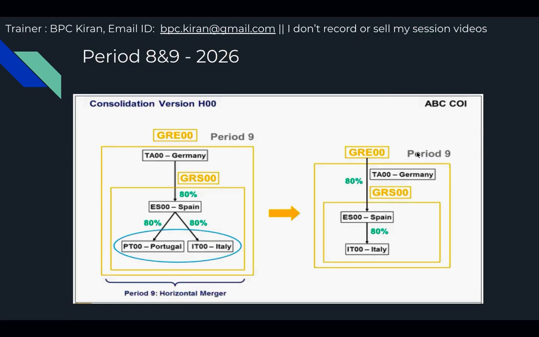When I say it's not possible with rule-based approach, in the sense that automatically it will not post anything. You have to upload. You can maintain data in an Excel file, an adjustment file, and you can upload. But that is manual in rule-based. But with activity-based, yes, you can perform horizontal merger. So Portugal and Italy both merged. Now you see Germany's investment in Spain, Spain's investment in Italy. Portugal is not there in this particular group in period 9. In period 8 they were there. In period 9 they merged, and in period 9 there is no Portugal in this particular group.